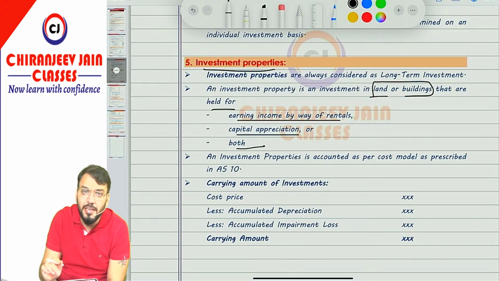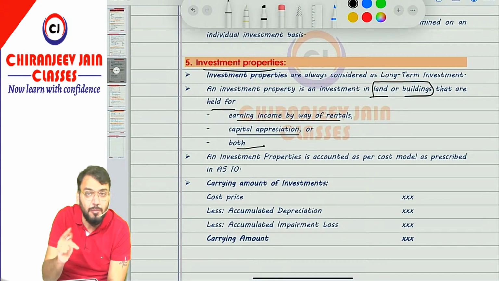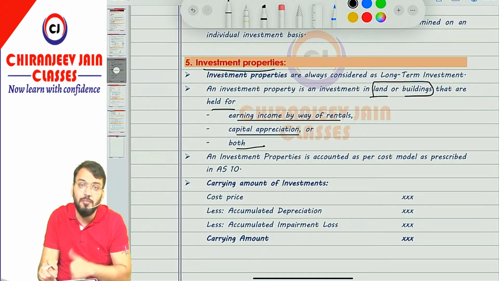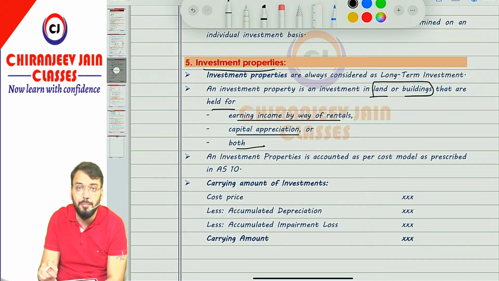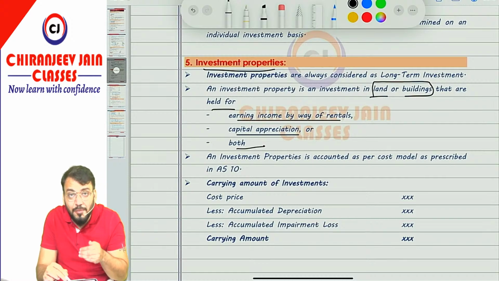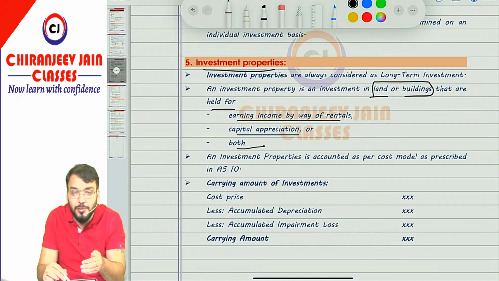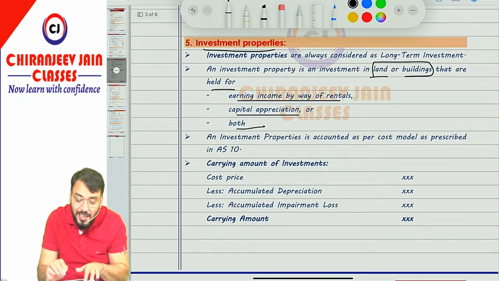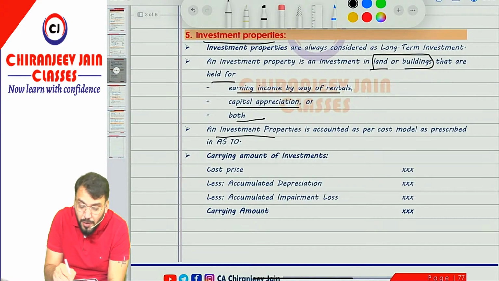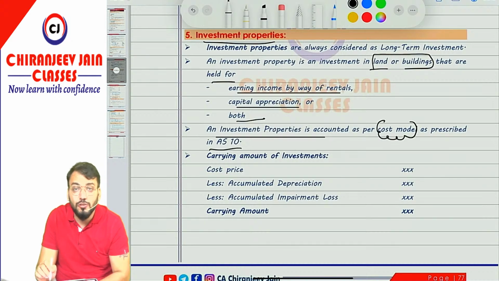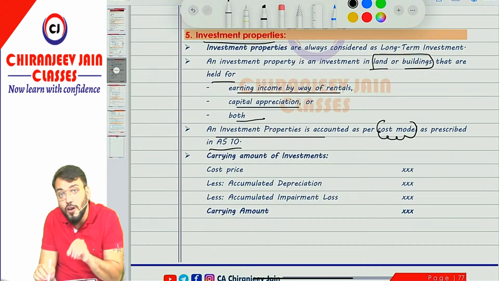If a property is held for sale in the ordinary course of business, that will become inventory. If the property is held for production purposes, for supply of goods or services, or for admin purposes, that will become property, plant and equipment, and AS 10 will be applicable. But any property, land or building, that is held for earning rental income or for capital appreciation will be investment property and will be covered under AS 13. AS 13 says that investment property is accounted for as per the cost model as prescribed under AS 10. So investment property will be measured as per the cost model.